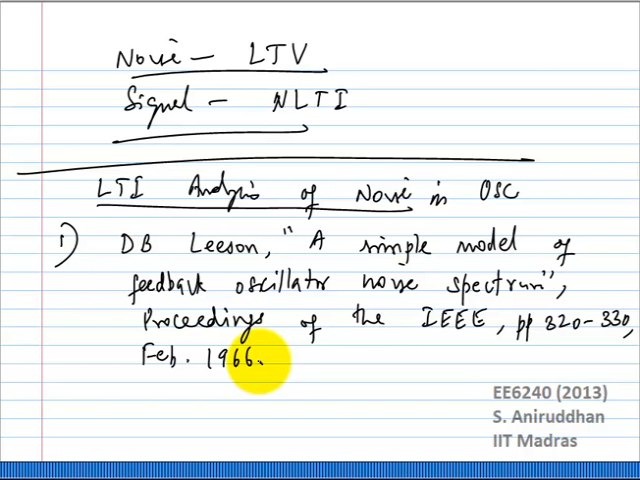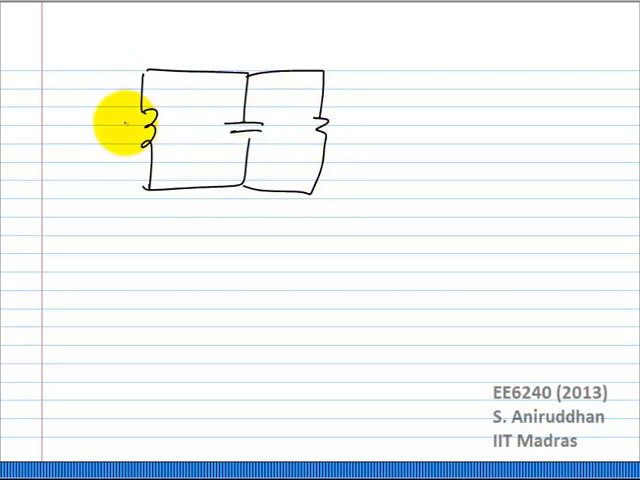Now, to move forward with this analysis, we are going to do certain very simple things. First of all, we'll take this RLC tank. That is obviously an LTI system, correct? The RLC tank is composed of purely passive linear elements. So we'll take this guy.